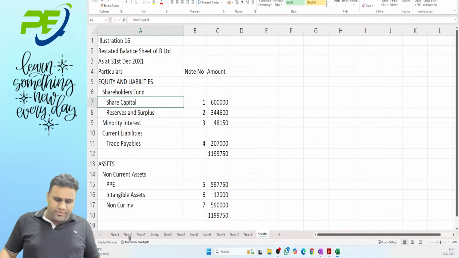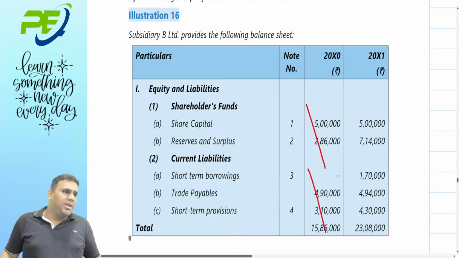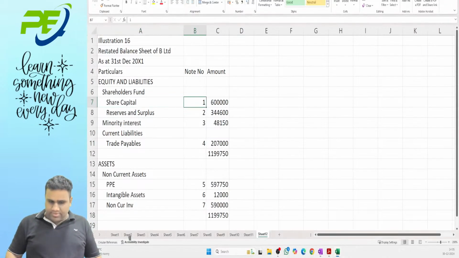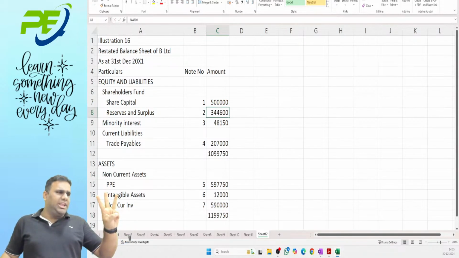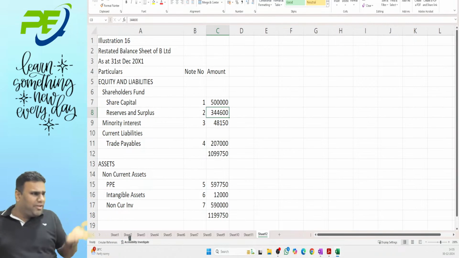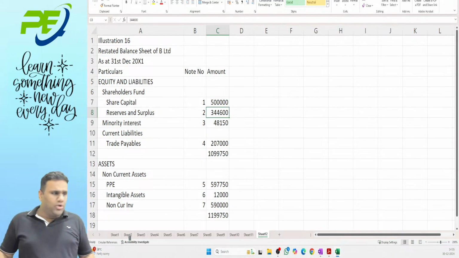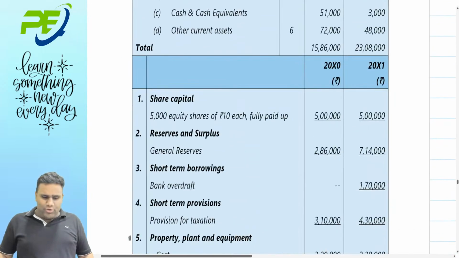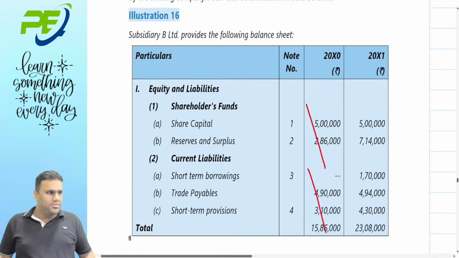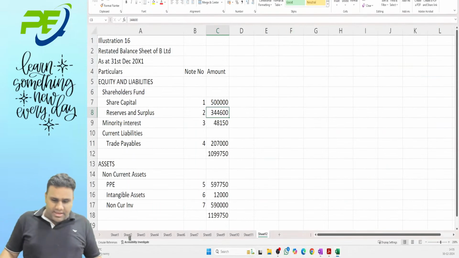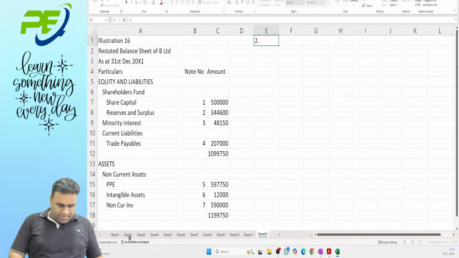Equity and liability, shareholders' fund, share capital. Note number 1. Will it change or will it be same? And no change in shareholders' fund. So it will be same. This problem, I don't want you to write notes, except those 3 notes where we have changes, that alone. Otherwise, we have to copy the question. No use, no use. Here they have given 5 lakh. 5,000 equity shares of 10 each, fully paid, of 5 lakhs. So not worth it. Reserves and surplus. Reserves and surplus.